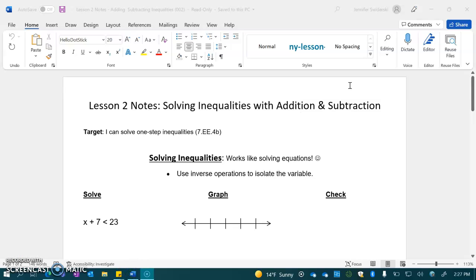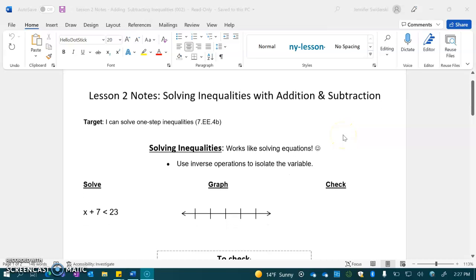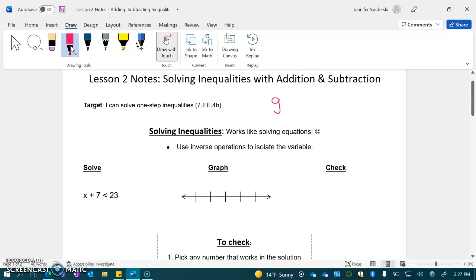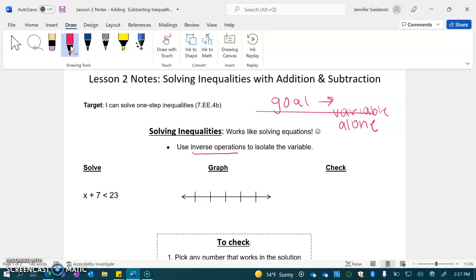All right, guys. So lesson 2 notes on inequalities is all about solving inequalities with addition and subtraction. Today we're going to be talking about how we solve for an inequality that's very similar to what we did before break with solving equations. To solve an inequality, our goal is to get x by itself, or your variable alone.